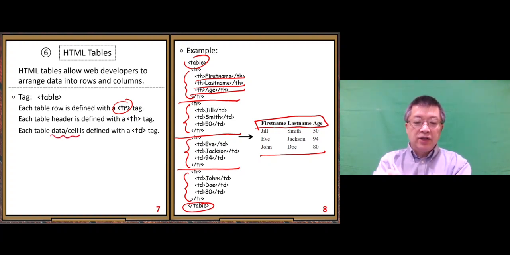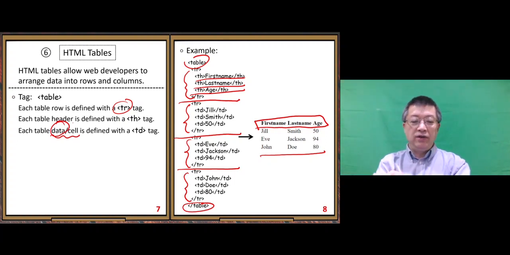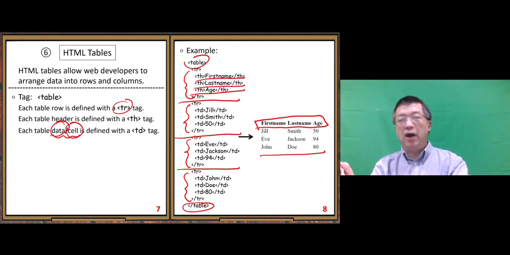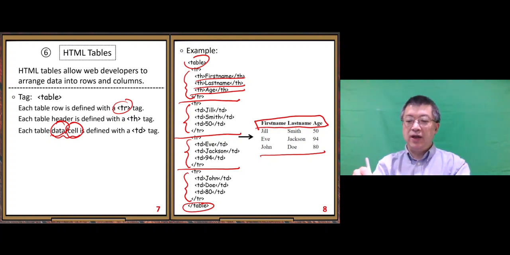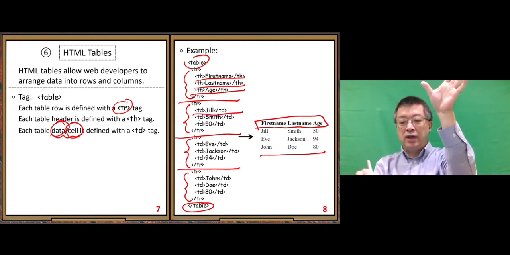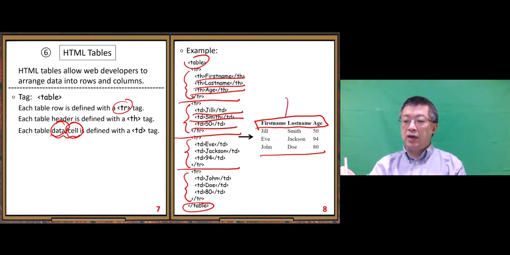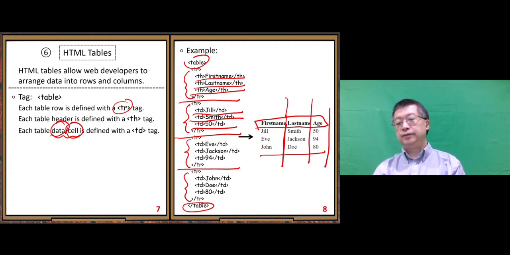Table data / cell is defined with a TD tag. That D comes from the data. Table data. We know it means the cell. One cell corresponds to one column. Column 1, column 2, column 3. Okay, so you see column 1, column 2, and the column 3.